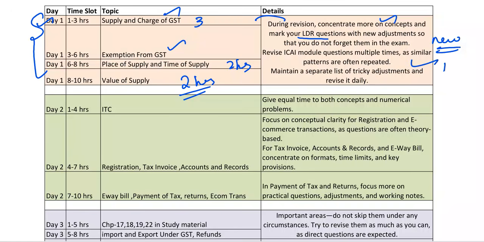And ICI questions are very important, because similar kinds of questions, even in valuation and all, you can see in your exams. So you have to maintain a separate list of tricky questions, new adjustments, and where you have made mistakes. That will definitely help you to revise in 1.5 days. So this should be your strategy for the first module in your study material. That is how we have classified.